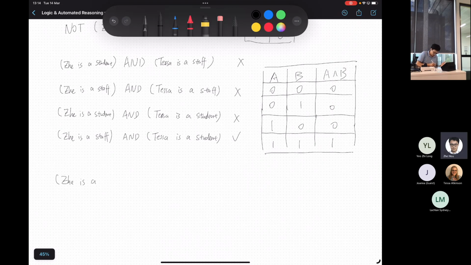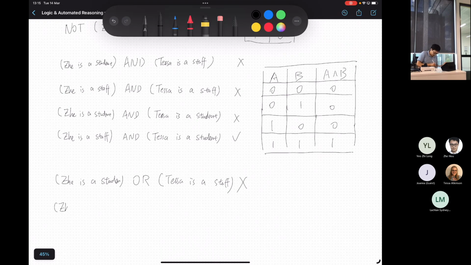Z is a student or Tessa is a staff. So is this or statement true or false? The left-hand side is false, the right-hand side is false, and false or false, you get false. That's false.